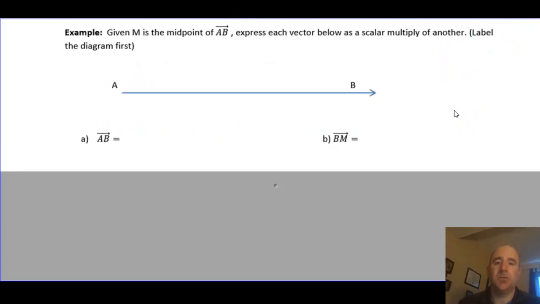In this next example, we'll ensure that you understand a little bit about scalar multiplication. Here in this picture, I've got points A and B, which creates the point-to-point vector AB. Suppose that M is the midpoint of AB. So M is right here, and it cuts that vector in half. Express each vector below as a scalar multiple of another. For example, vector AB is really vector AM, but twice as long. So we could say that vector AB is really 2 times vector AM.